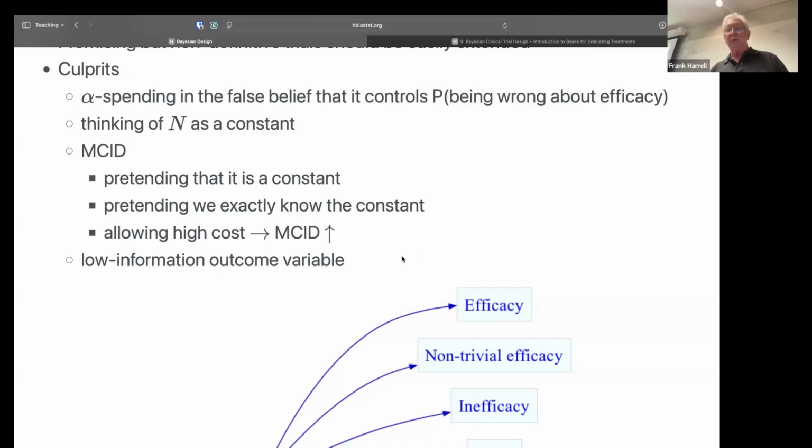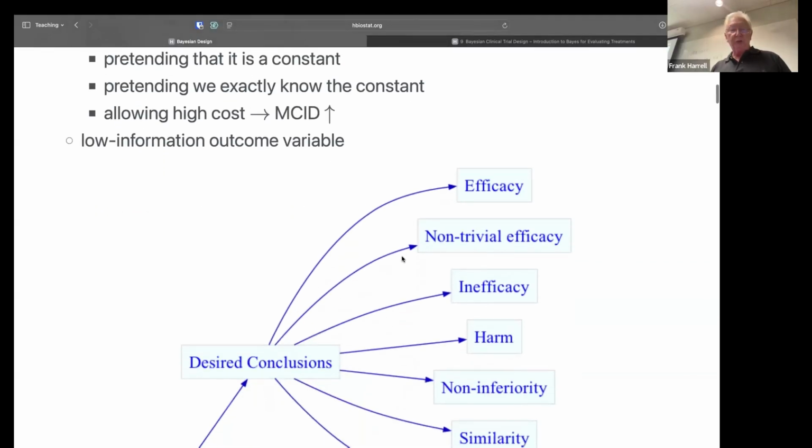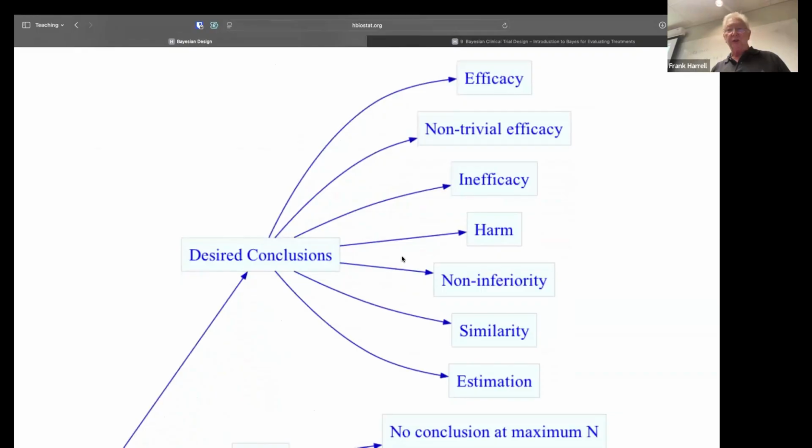Another big culprit is a low information outcome variable. These are goals and desired conclusions of a randomized trial. This lays out 7 different goals. You don't need to have all of these goals, but the one that we tend to concentrate on is finding the effectiveness of the treatment. I'm going to suggest a very good additional goal is to demonstrate the amount of efficacy is greater than trivial. So we need to finally address the mismatch between clinical significance and statistical significance.